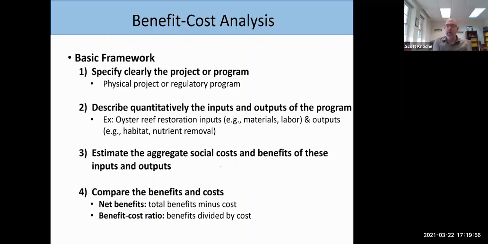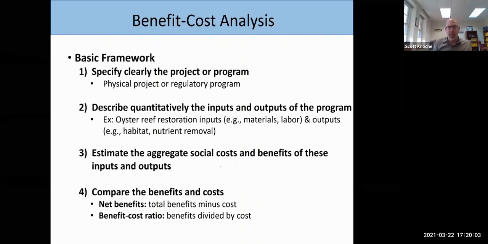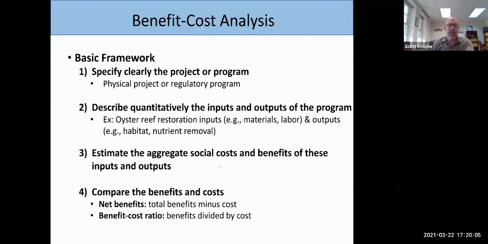Then step number three, you'd estimate the aggregate social costs and benefits of those inputs and outputs and compare the benefits and costs, right? So at this point, we've gone over a couple of techniques, one macro, one micro, the macro being a regional economic impact analysis, and the micro technique being benefit cost analysis. Both have uses and appropriate uses within the context of coastal resource management.